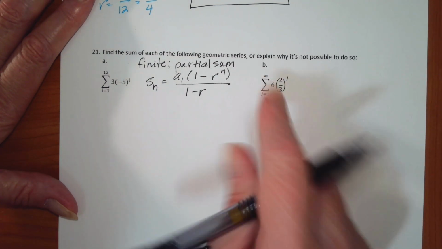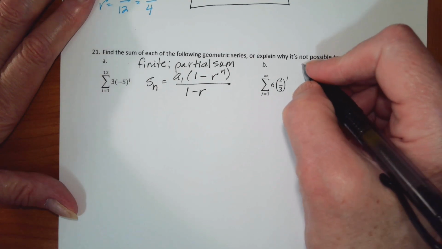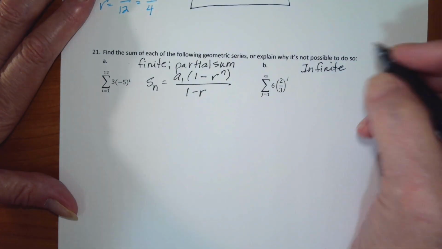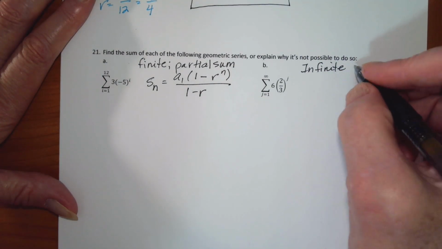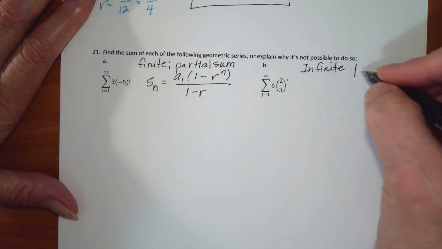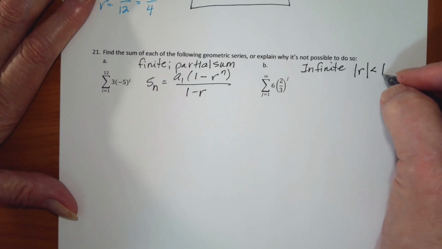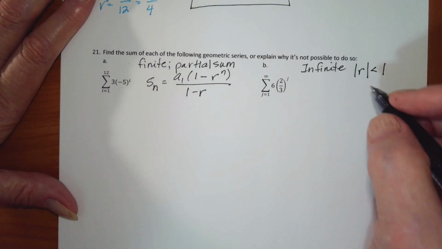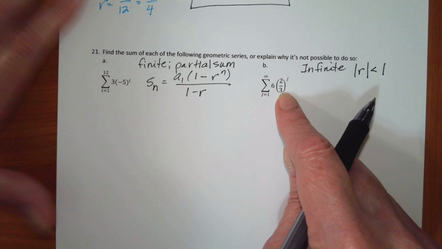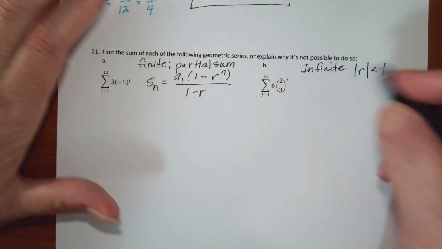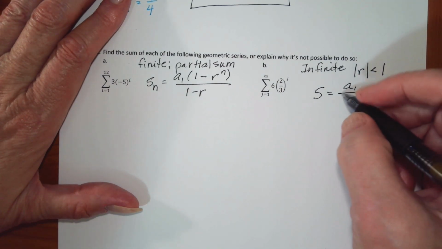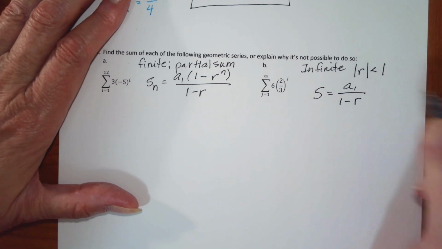If it is infinite, there is a condition here. The absolute value of r has to be less than 1. So whatever your common multiplier is, that has to be less than 1. And that just kind of makes sense. And then you use the formula that the sum is equal to the first term divided by 1 minus the ratio.